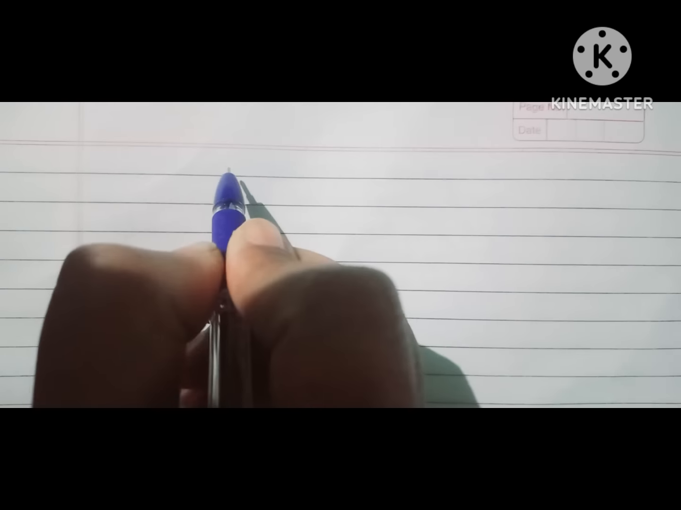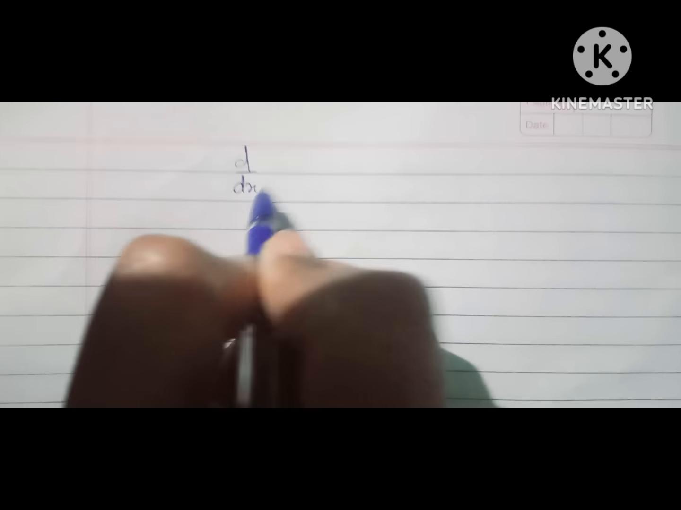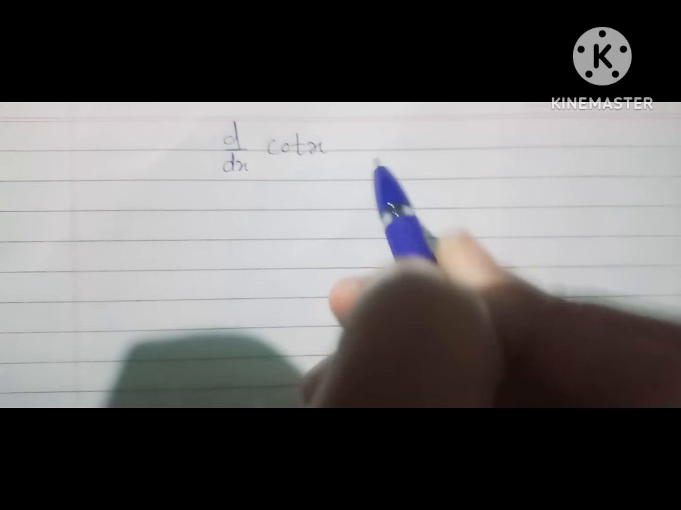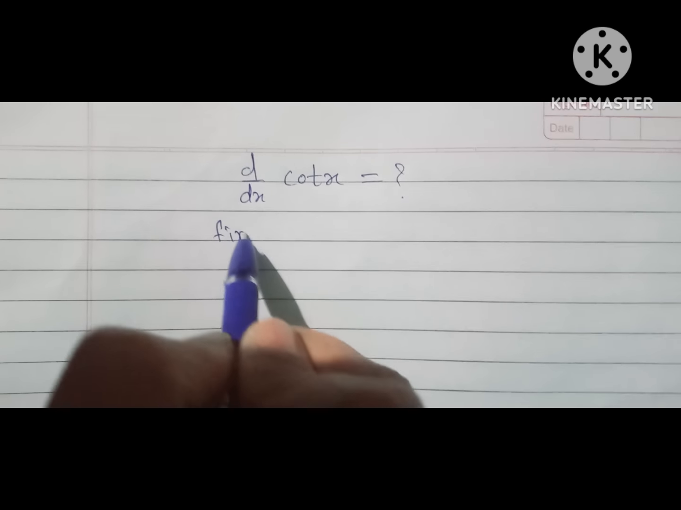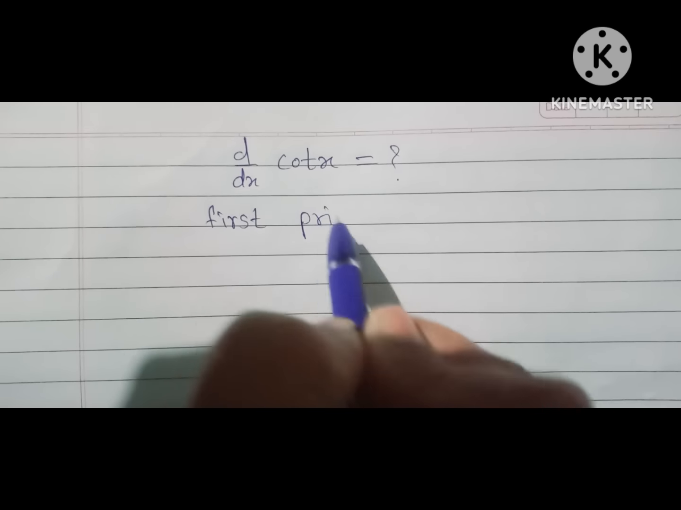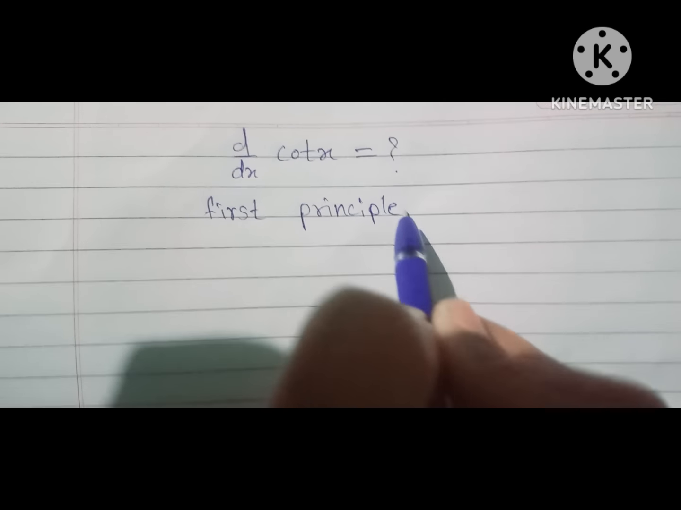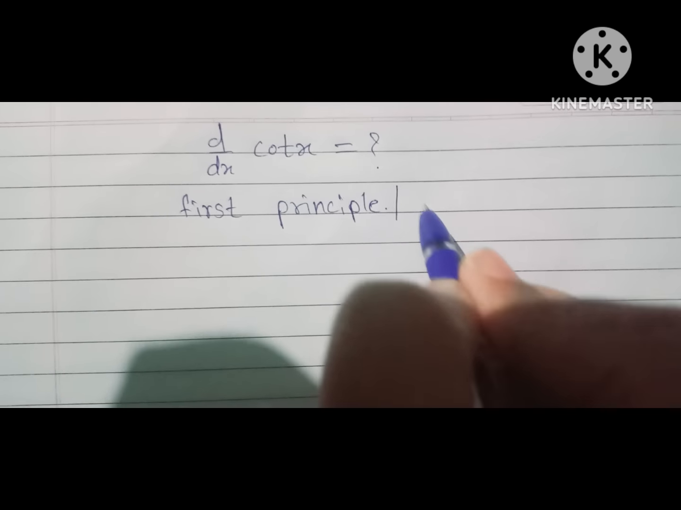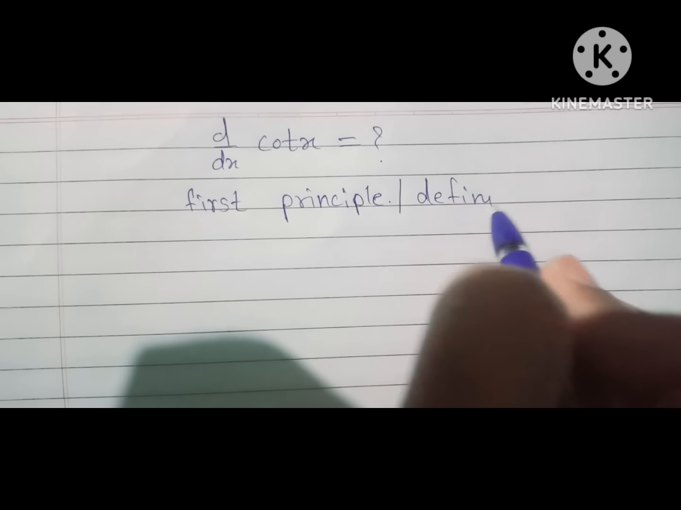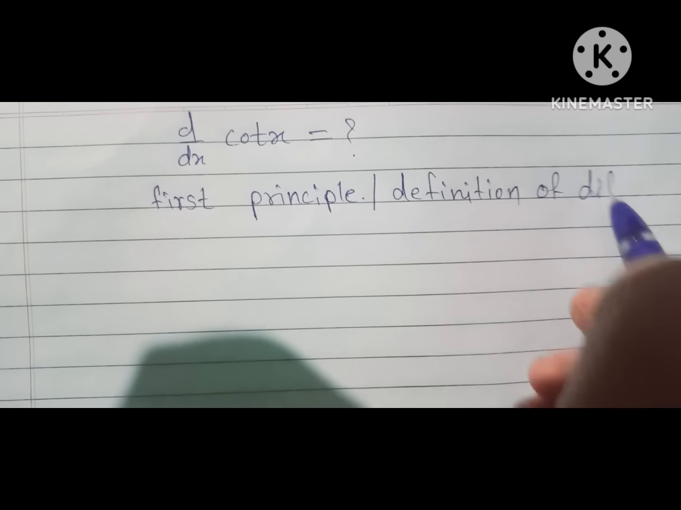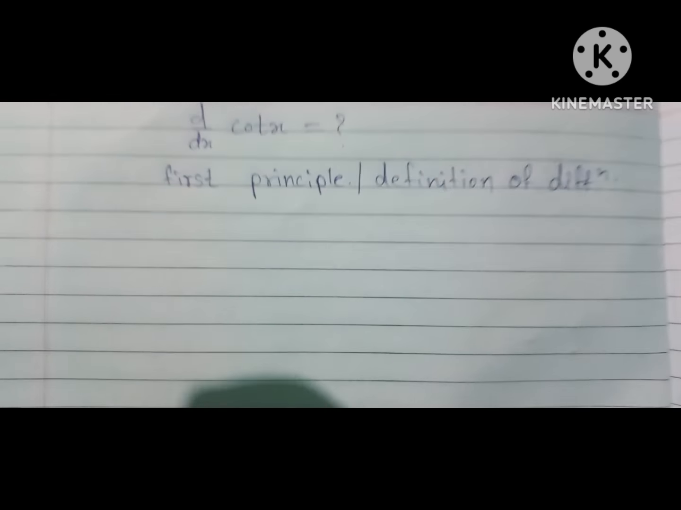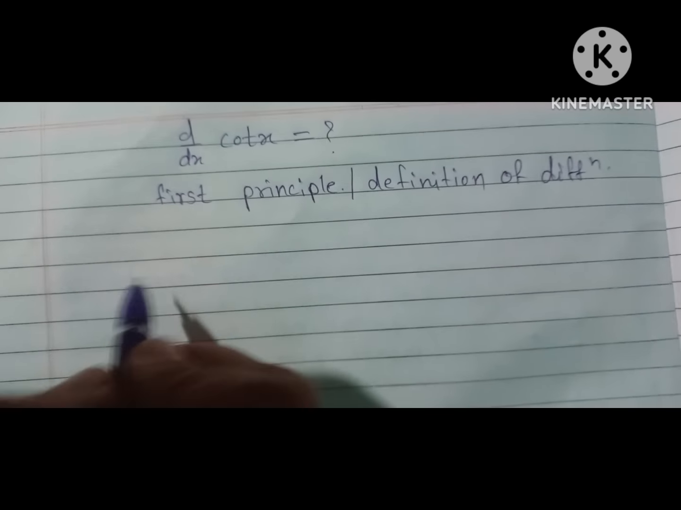Hi friends, in today's video we are going to see how to find out the differentiation of cot x with respect to x by using the first principle method. Okay, this is called the first principle, or it is also called the definition of differentiation. So let's start with the video.